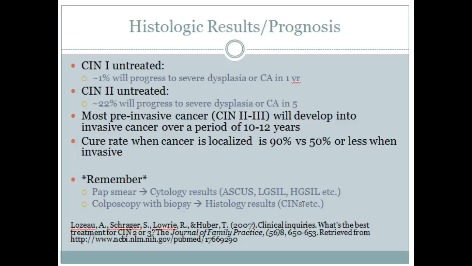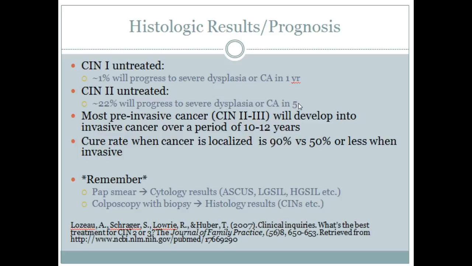So when we look at CIN results, if we've sent a biopsy from a colposcopy, it could come back as normal or perfectly clean, or it could come back with a CIN result. With CIN1, if left untreated, about 1% will progress to severe dysplasia or cancer in a year. So again, CIN isn't cancer. CIN is still precancerous, but it's not even to the point of severe dysplasia. Versus CIN2, where about 22% will progress to severe dysplasia or cancer in 5 years.